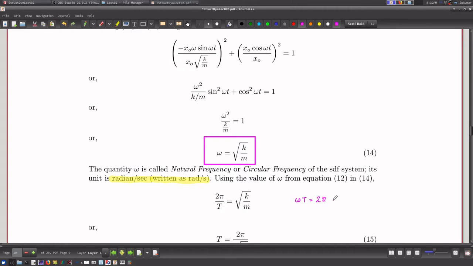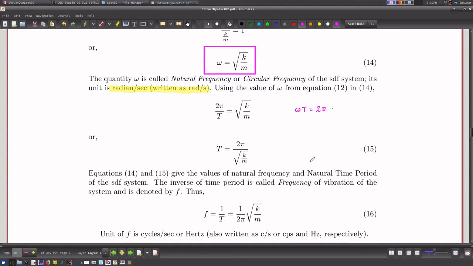So T can be obtained as twice pi by omega, and this can be simplified to twice pi root over m by k. This equation also we had already seen yesterday, remember?